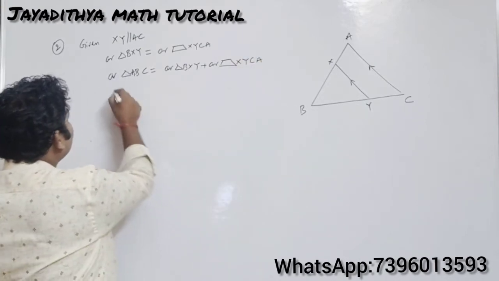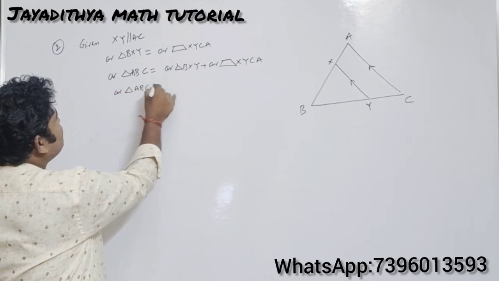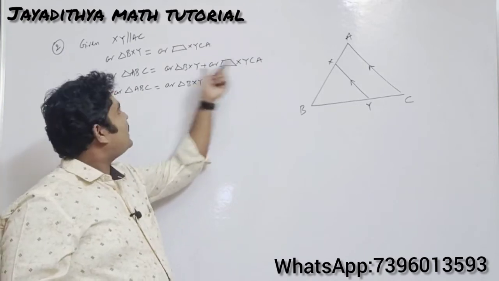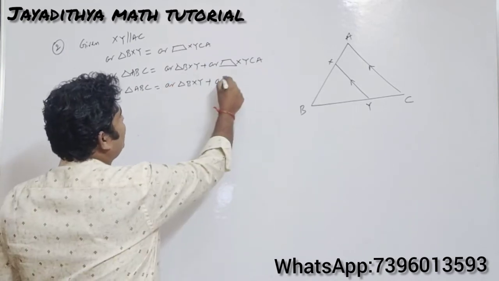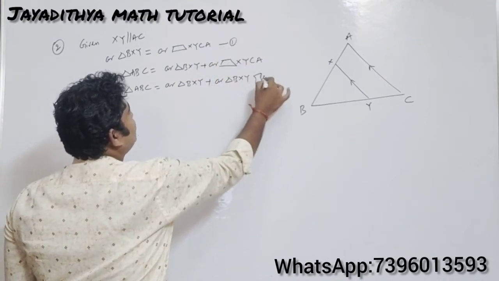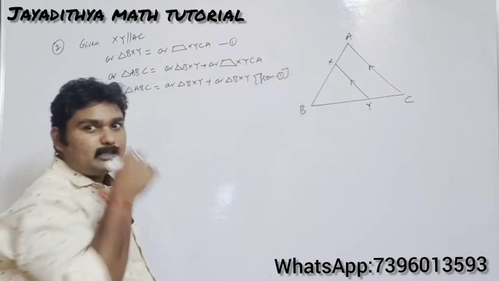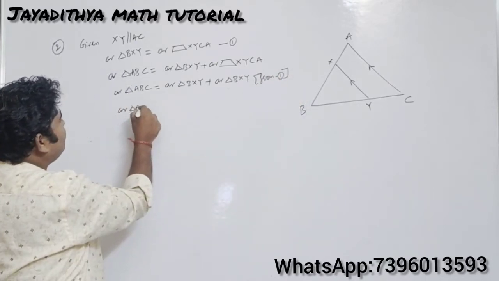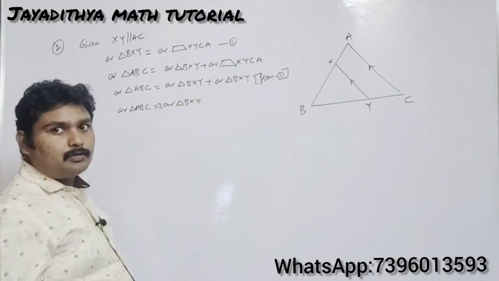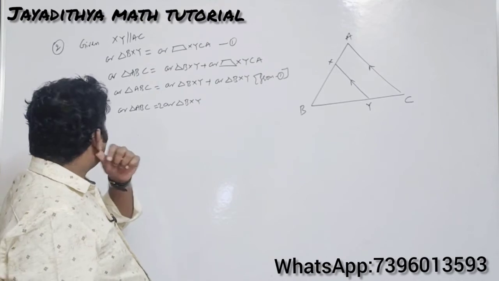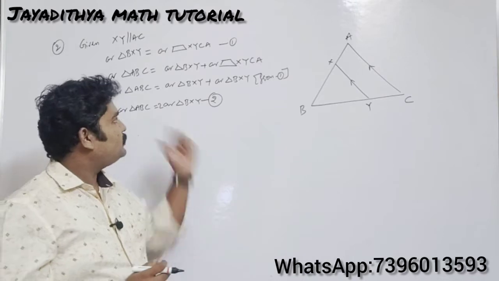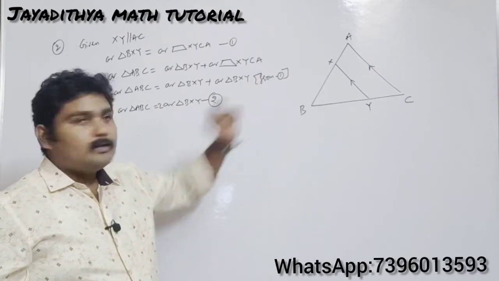Yes. So area of triangle ABC will be equal to area of triangle BXY plus area of trapezium, which is again equal to area of triangle BXY. So I am writing 2 times this one only, BXY. So let us take this as equation 1, and from equation 1, area of triangle ABC will be equal to 2 times area of triangle BXY. Clear? Right. So let us take this as equation 2. Keep it aside. Now come to the figure here.